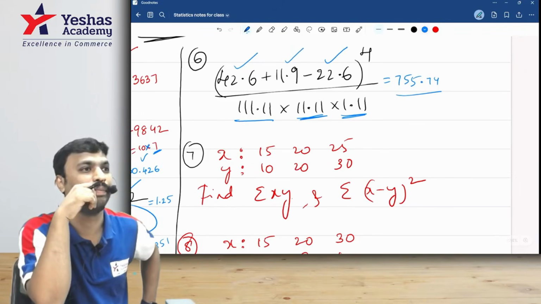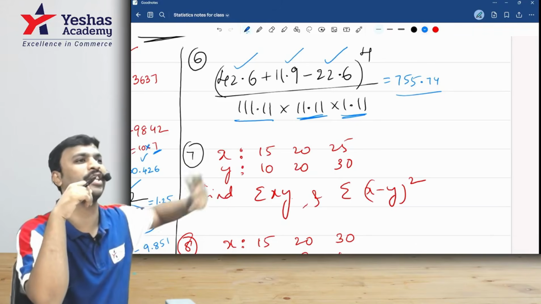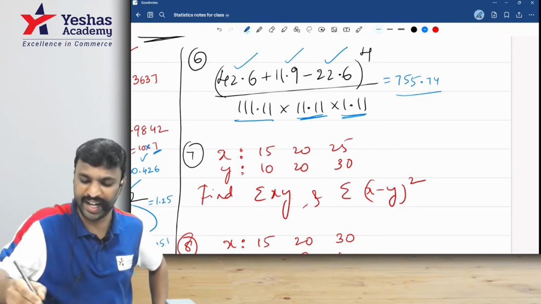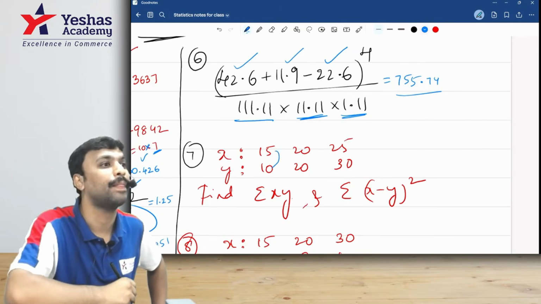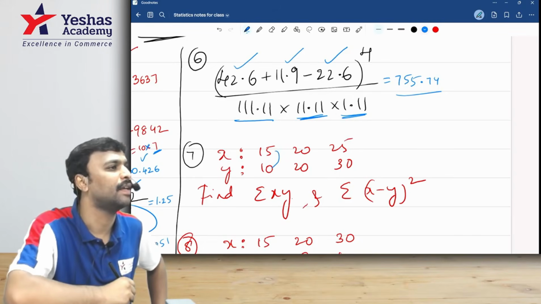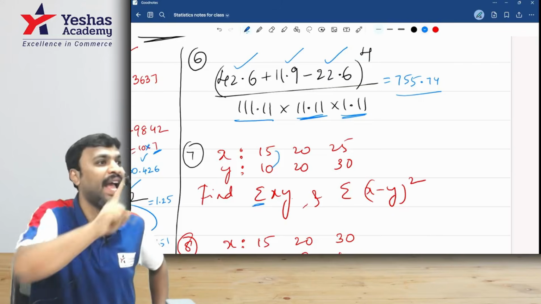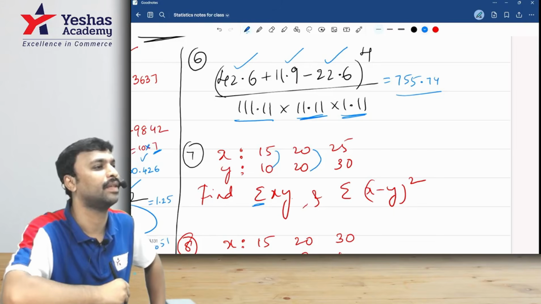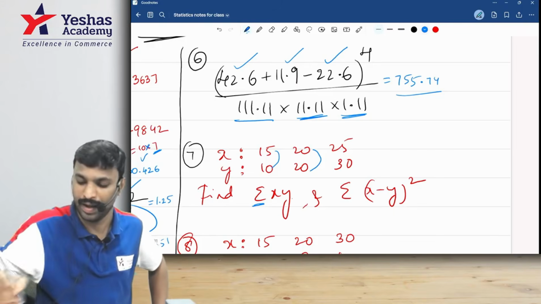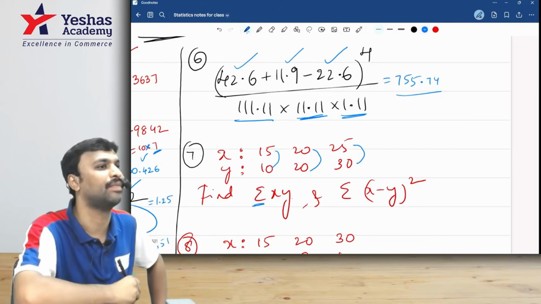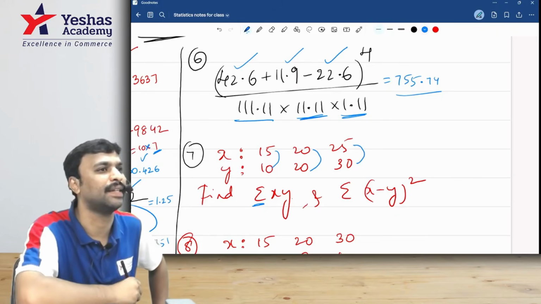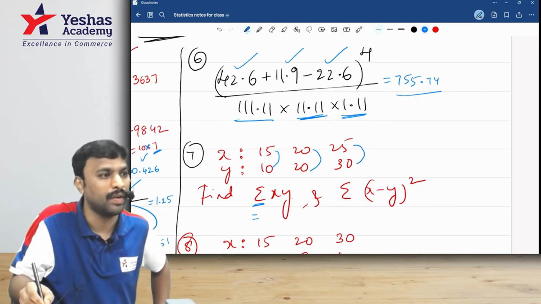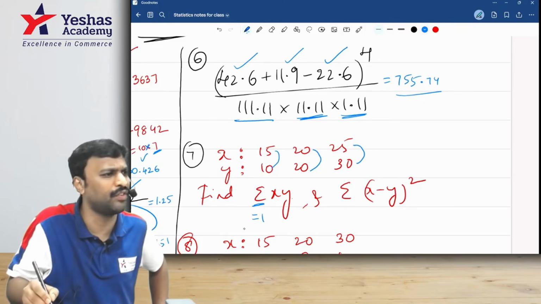Look at this. What do you do for summation x into y? 15 into 10. What do you do afterwards? For summation, what to do? M plus 20 into 20. M plus 25 into 30. M plus. Then MRC, how much it is? 1300 or 1000?